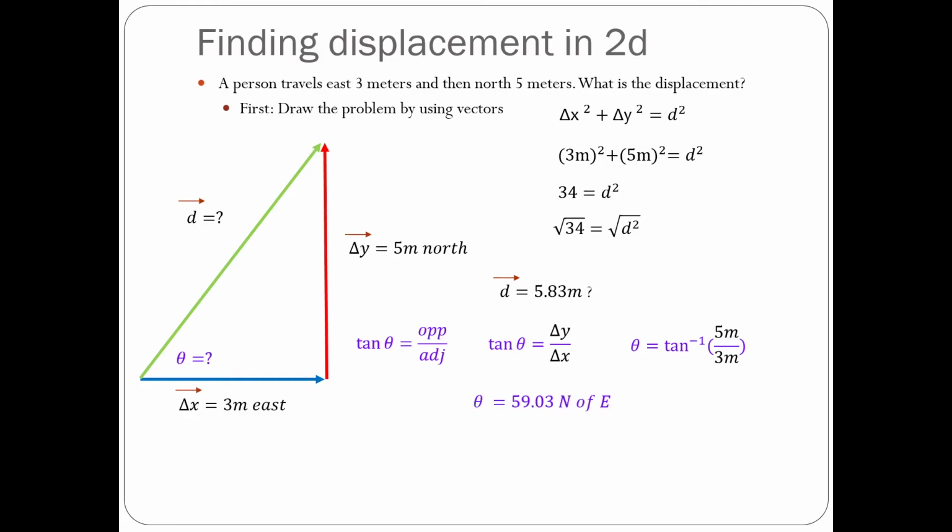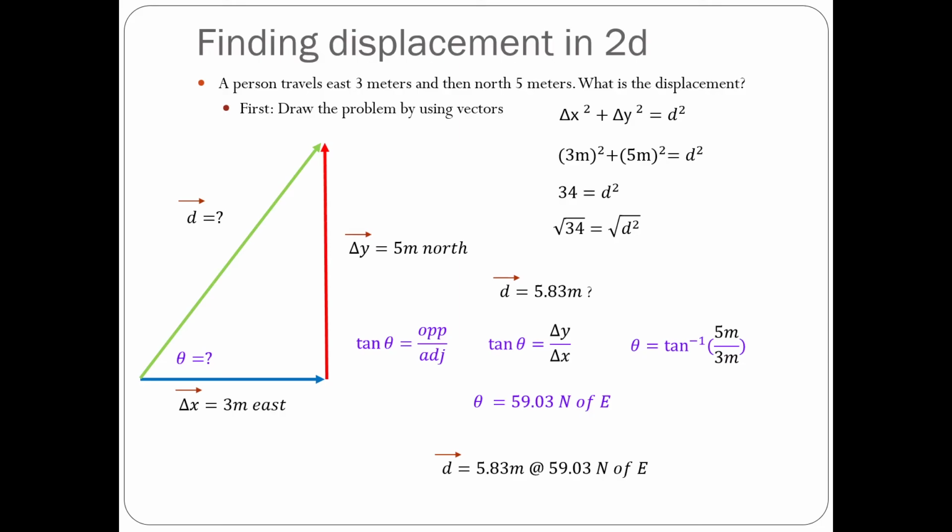It's north of east because the angle is located north of the east direction. It is possible to express the answer as east of north, but I am not going to go over it yet as it might cause confusion. Going back to complete the answer, the displacement is 5.83 meters at 59.03 degrees north of east.